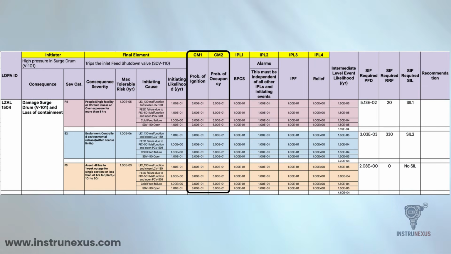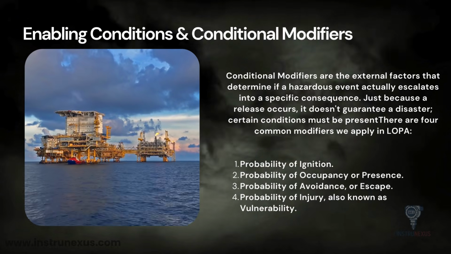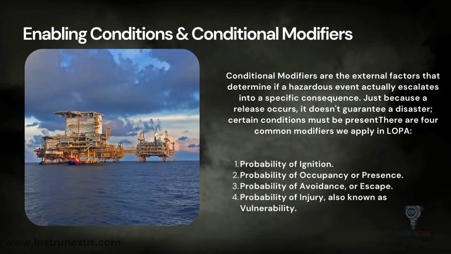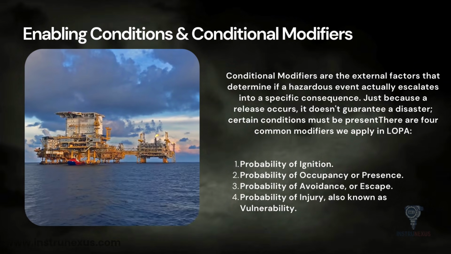Conditional modifiers are the external factors that determine if a hazardous event actually escalates into a specific consequence. Just because a release occurs, it doesn't guarantee a disaster. Certain conditions must be present. Here are a few examples that are commonly applied in LOPA: probability of ignition, probability of occupancy or presence, probability of avoidance or escape, probability of injury, also known as vulnerability.